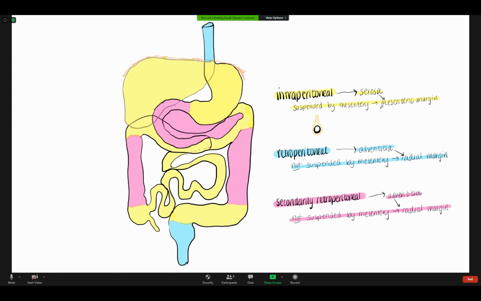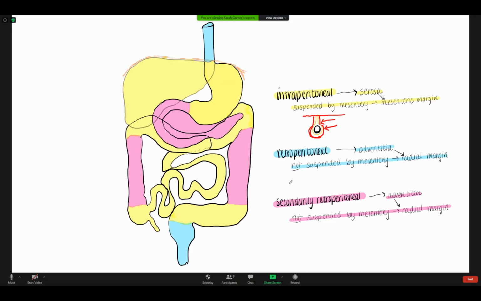So you'd have to find where it's reflecting off. If this is the gut tube, what I've drawn in black, and this is your peritoneum lining it, and then it reflects off this way, where it's that double reflection right there, that is your mesentery. So your actual surgical margin in this case would be a mesenteric margin, right here.